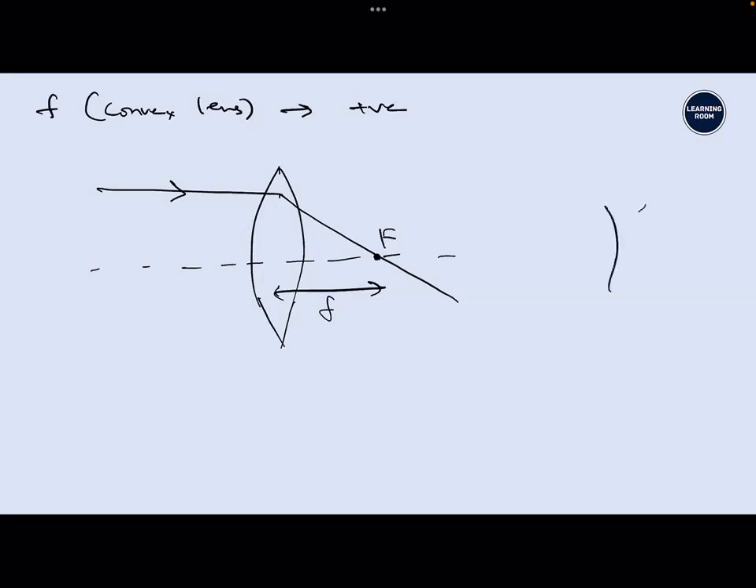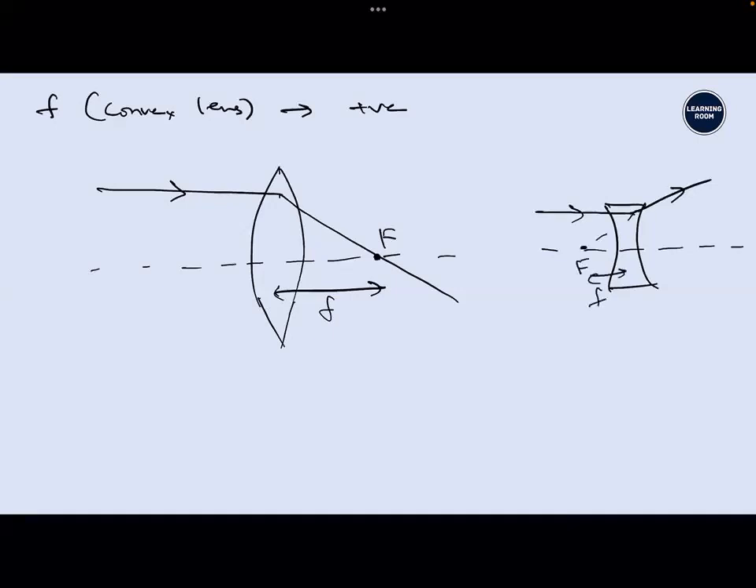Whereas for the concave lens, when you take the ray like this, it gets diverged. So where is the image formed? On the left hand side. So focal length of a concave lens is negative. Any doubts? Is it clear?